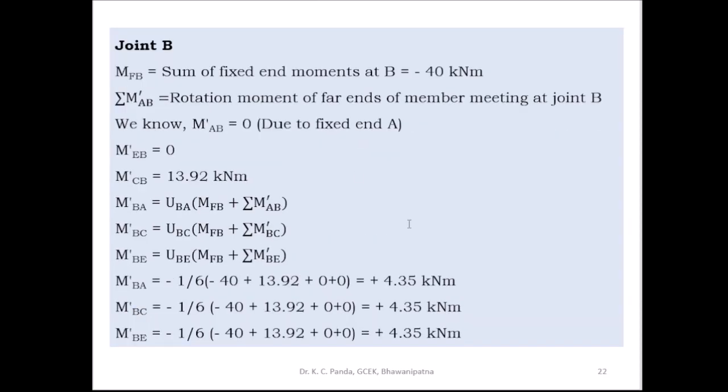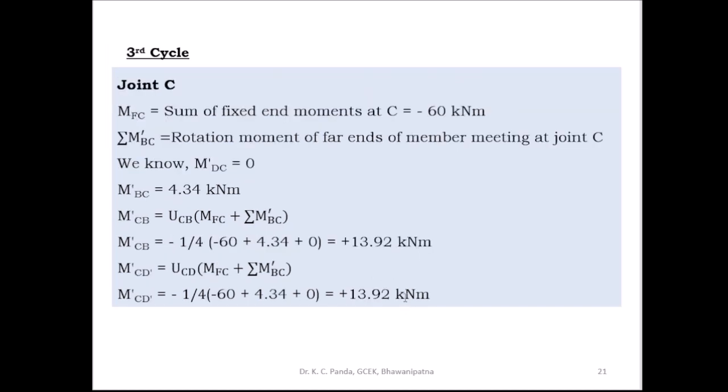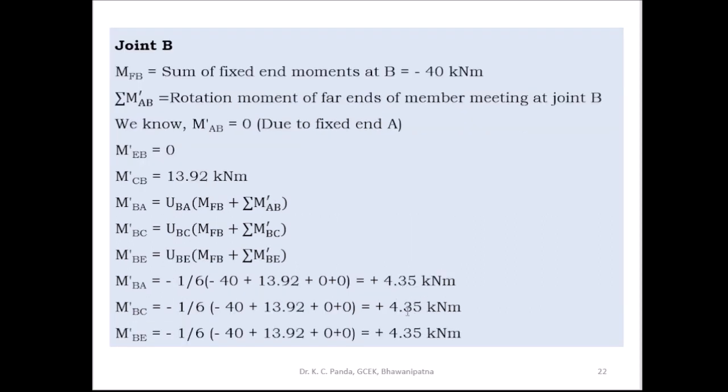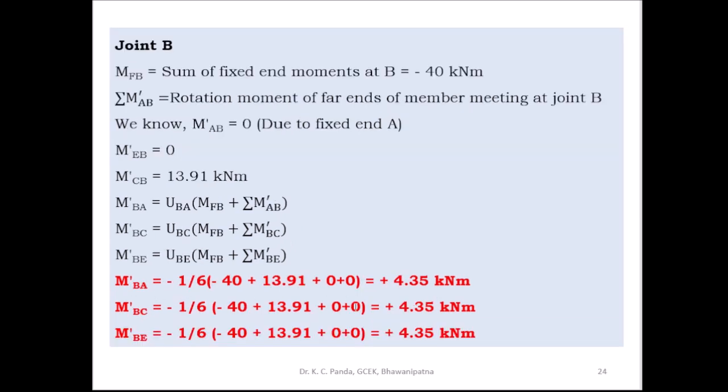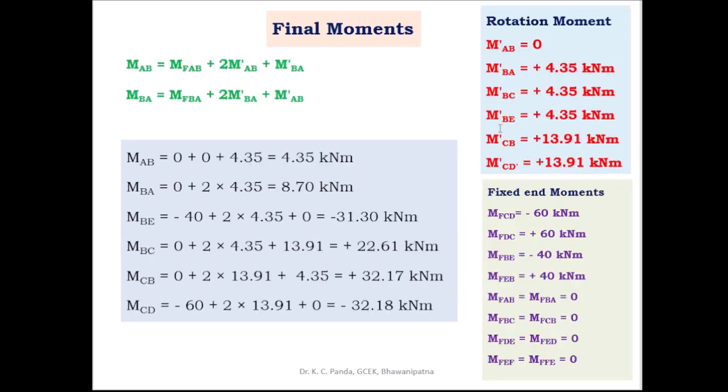This is the third cycle value, 4.35, 4.35, 4.35, and 13.92 kilonewton meter. Then this is the fourth cycle value: m dash CB 13.91 kilonewton meter, m dash CD 13.91 kilonewton meter, m dash BA 4.35 kilonewton meter, m dash BC 4.35 kilonewton meter, and m dash BE 4.35 kilonewton meter. So the rotational moments are m dash AB 0, m dash BA 4.35, m dash BC 4.35, m dash BE 4.35, m dash CB 13.91, and m dash CD 13.91 kilonewton meter.